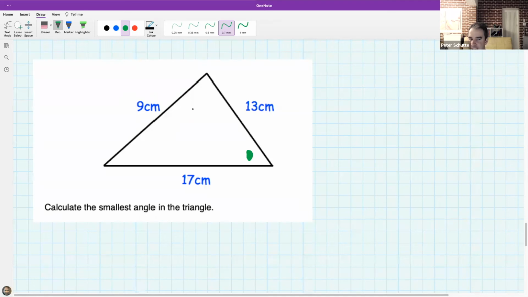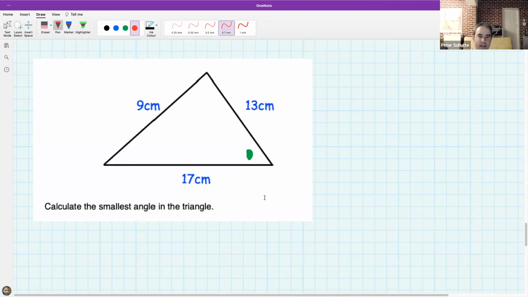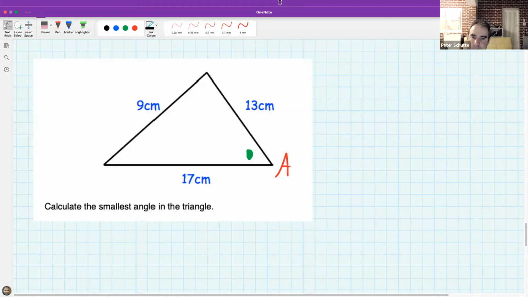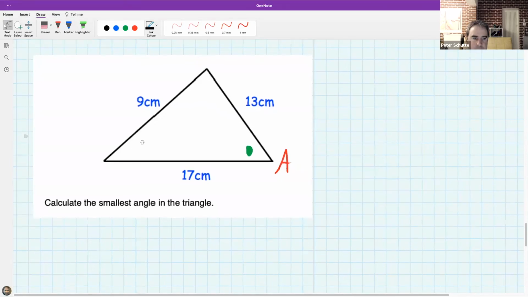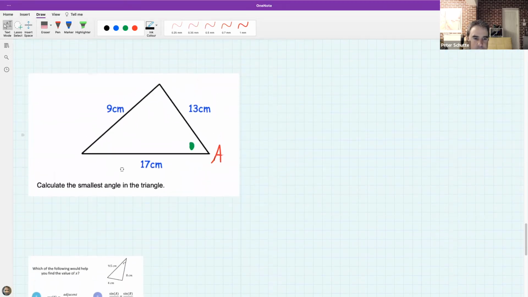Do you know where the biggest angle would be, just out of curiosity? So opposite the 17 centimeters. Yeah. So the biggest angle would be opposite the biggest side. And so that's an important idea. Thank you, Rachel. That was awesome. Okay, well then I want everyone to find me the smallest angle in this particular triangle. Let's call it angle A, because that seems easy. Let's go with that.